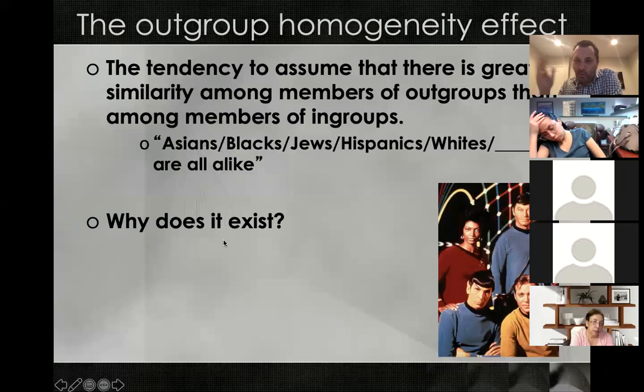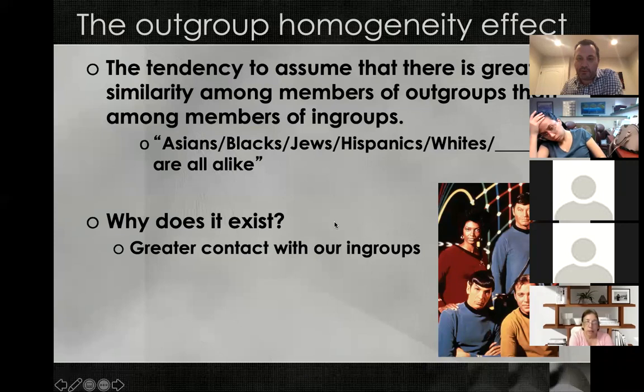So why does it exist? Why do we exhibit the outgroup homogeneity effect? Well, there's a couple of reasons for this. First off, we tend to have greater contact with people in our own in-groups. So in other words, you have a lot of contact with other FIU students. You probably don't have a lot of contact with Harvard students. As a consequence, you get to learn about the differences between FIU students because you come in contact with them more. You never learn how Harvard students might differ from one another because you don't have enough contact with them.